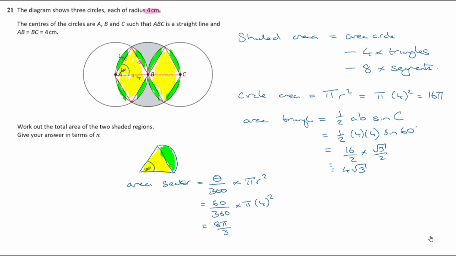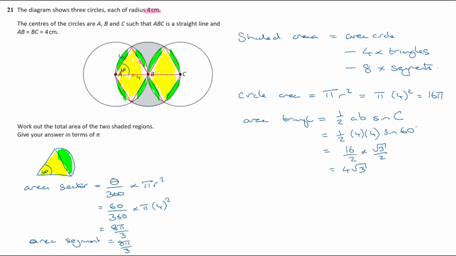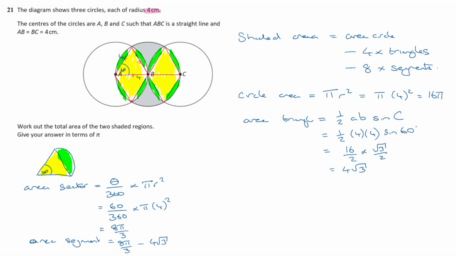But then the area of the segment is going to be the area of the sector, just moving over a little bit to give myself a bit more space, minus the area of the triangle, which was 4 root 3, which gives me the area of the segment. So the area of the segment is 8 pi over 3 minus 4 root 3. Okay. Right, so now we've got all the bits, haven't we? We've got the area of the circle, which we worked out to be 16 pi.